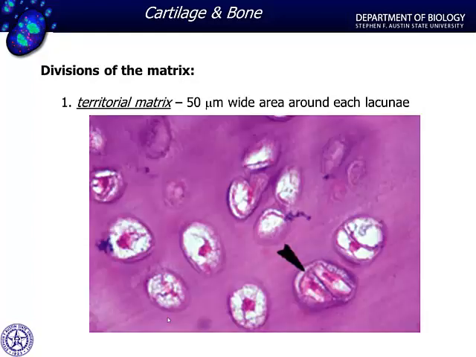Now, in this illustration, it's a little bit too high magnification, and as you pull away, you can see the territorial matrix a little bit better. This arrow isn't exactly pointing to the territorial matrix. It's pointing to the lacuna around this isogenous group. But in some areas, you see a light stain, and as you get closer to the cells, do you see how this gets darker? This is going to be our territorial matrix, and on average, it's about 50 microns away from the edge of these isogenous groups and away from the edge of our lacuna.